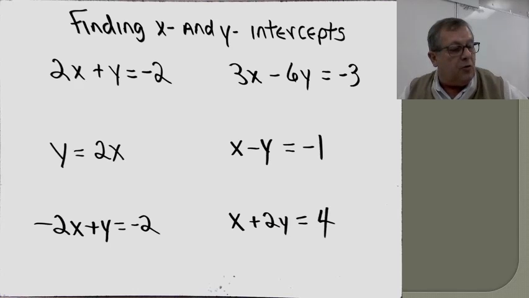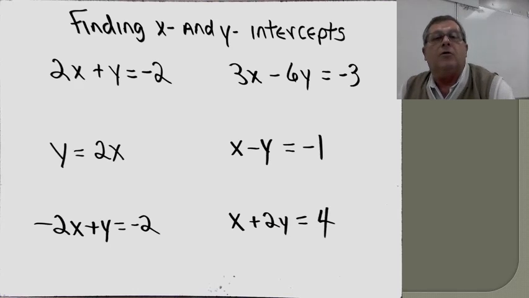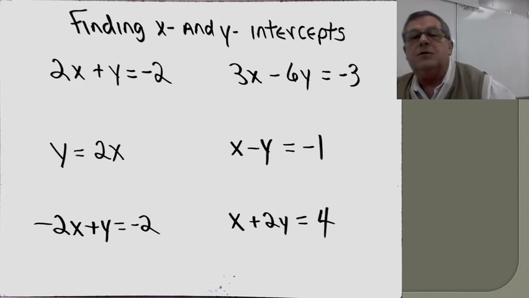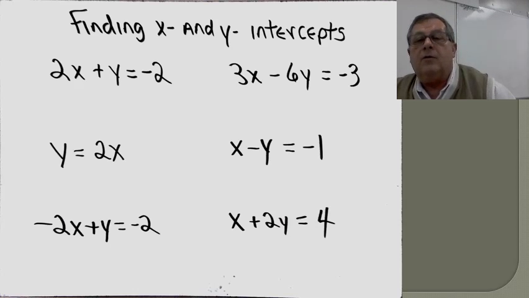Now, when it comes to graphing that, one of the key things that we may want to know that will help make our job easier in terms of graphing a linear equation is finding the x and y intercepts. Now, an x-intercept would be where the line is going to cross the x-axis, and the y-intercept is where it's going to cross the y-axis.